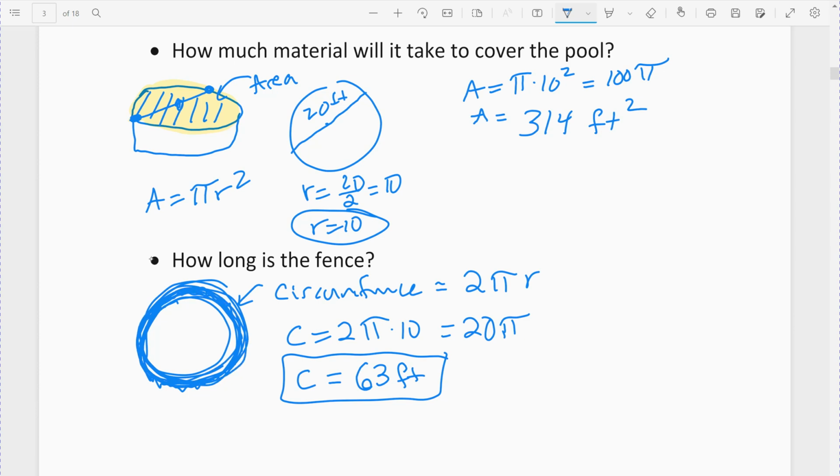So that's an example of applications. Those are the type of application problems that we'll look at in this section. I'm going to stop there. The next section is going to be on triangles. We'll get to triangles in the next set.